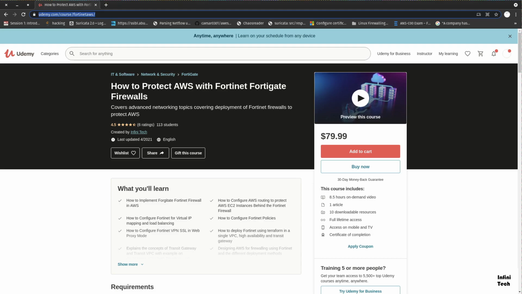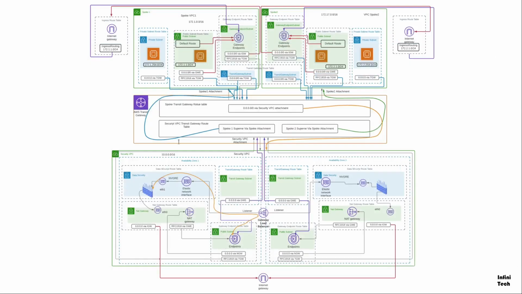In this lecture we cover how to configure the new Gateway Load Balancer feature in conjunction with Transit Gateway for AWS VPC segmentation. This is a new topic and a lot of people are confused about it. This diagram here depicts the solution.